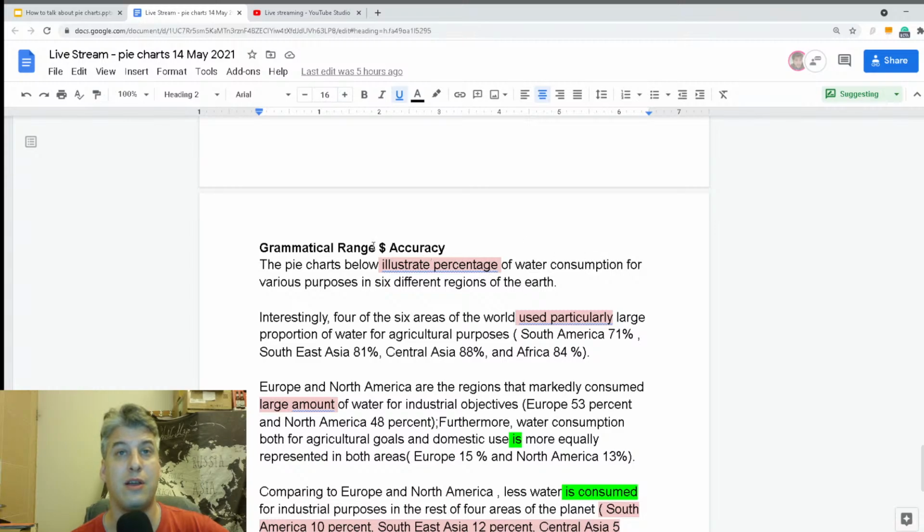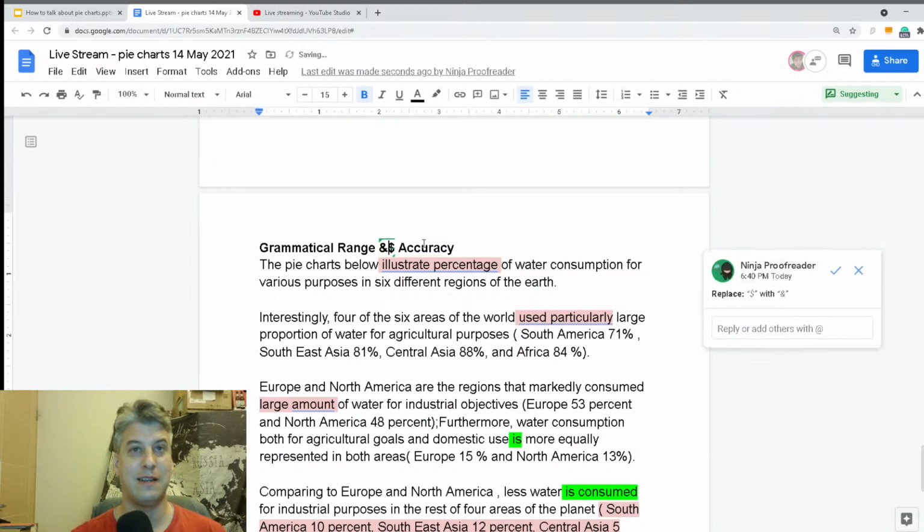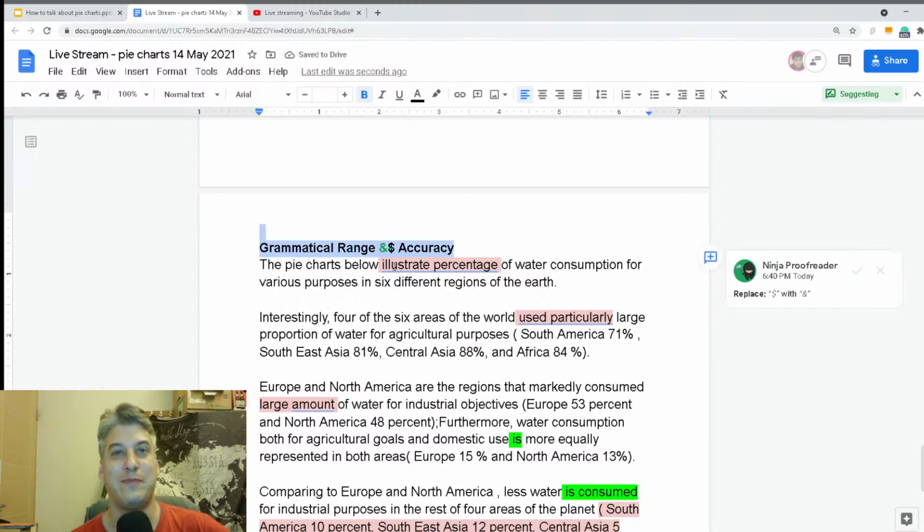Okay, so apparently "grammatical range dollar accuracy." I think that's meant to be "and." Let's see if I can change that. Okay. Oh, never mind. We'll sort that out later. Now it's "grammatical range and dollar accuracy."